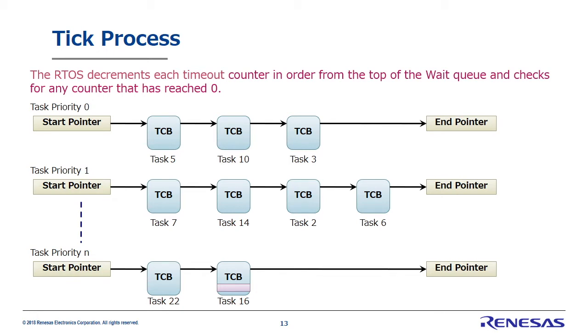And since the timeout process is also a critical one, naturally it is run with interrupts disabled. Again, you should be able to see how the length of the interrupt disabled period is constantly fluctuating depending on the internal condition of the RTOS.